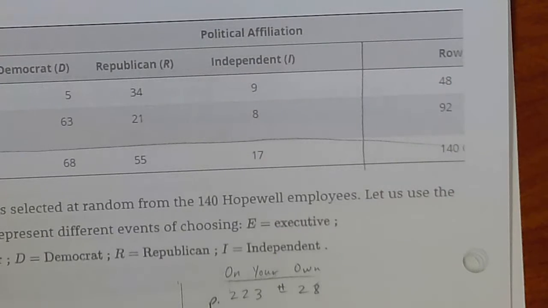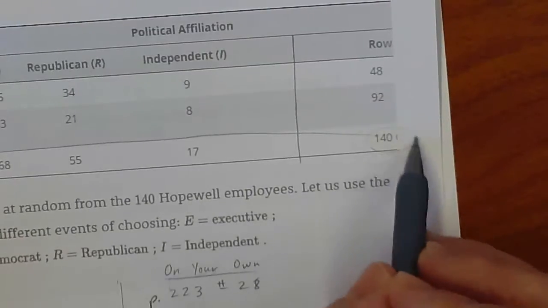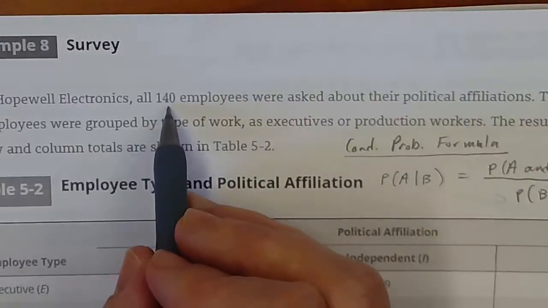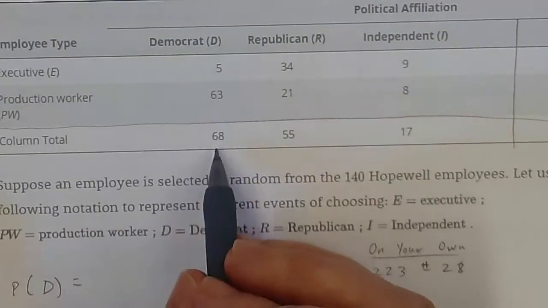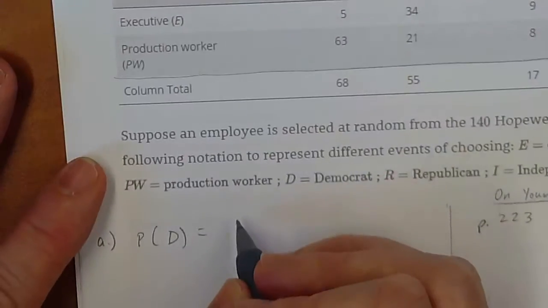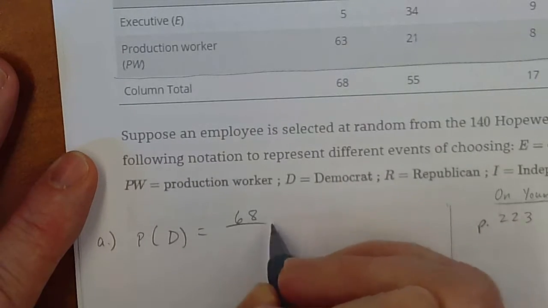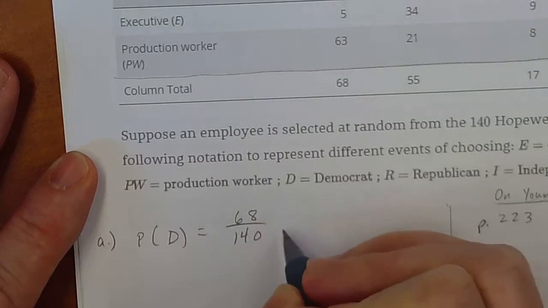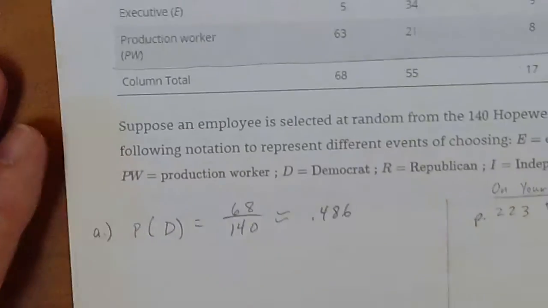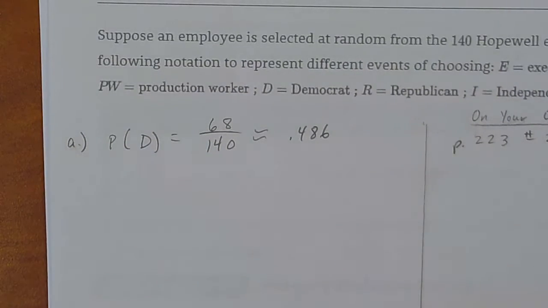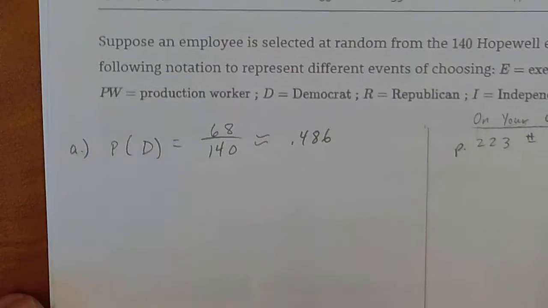Okay. All right, so what's the probability that they were Democrat? Well, remember, you can either pick it up from the table, they put the total down here, 140, or you can pick it up from the paragraph. 140 employees were asked. So out of those 140, 68 claimed to be Democrat. So we just say 68 out of 140. Okay, and then I have the decimal form here. It's 0.486. All right, nothing new there, just got to grab the information out of the table.